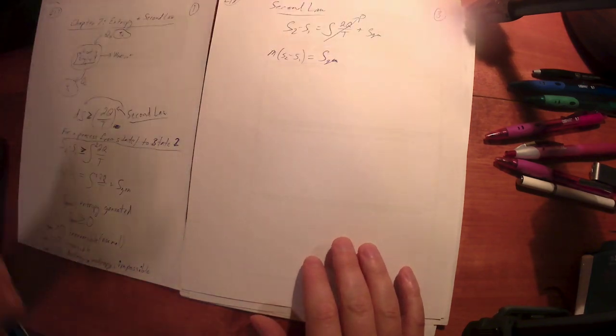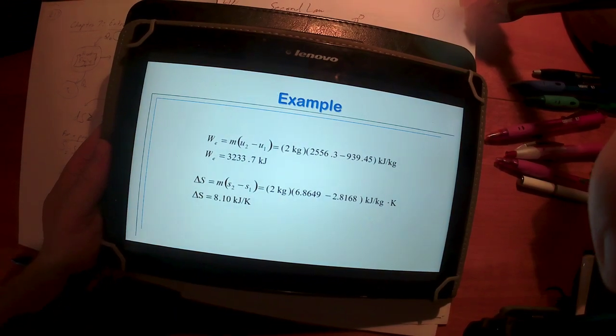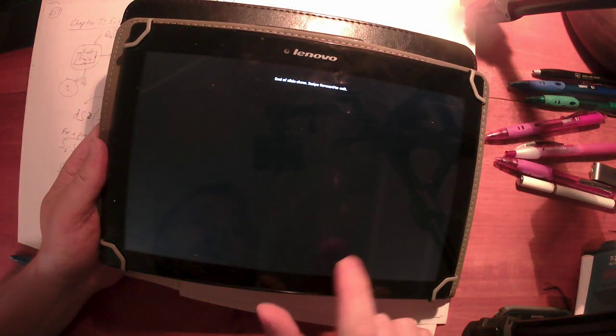That's a simple example. All right? Let's look here. All right, what do we got? Okay, that's the end of that one.